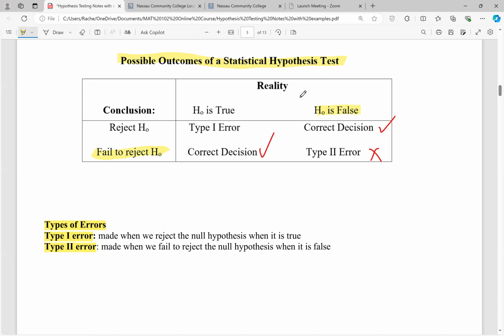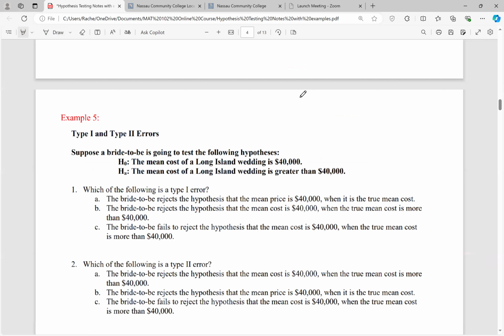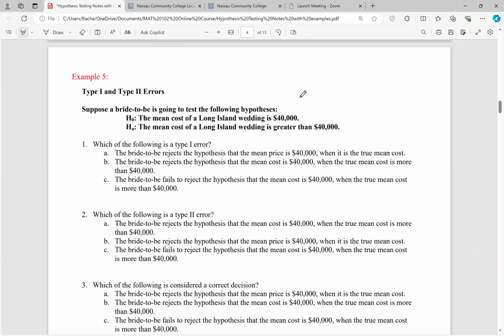So that's the difference between a type 1 and a type 2 error. Now, when we go through a hypothesis test, our goal is going to be to minimize making these types of errors, right? We want to do the best that we can to not make a type 1 or a type 2 error. And I'll talk about how we're going to do that using probability. But right now, all I want to do is just practice identifying the difference between a type 1 and a type 2 error. So this is example 5.